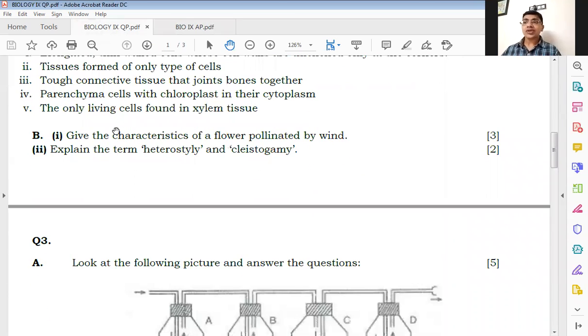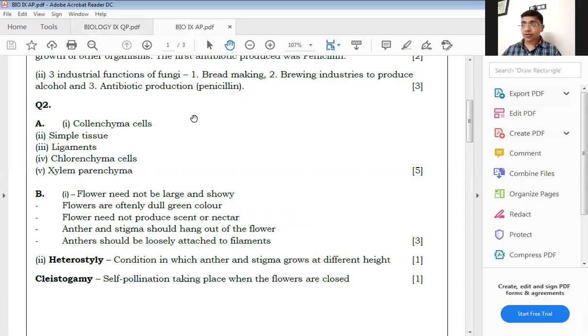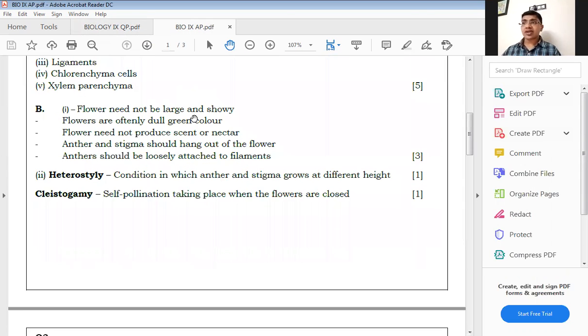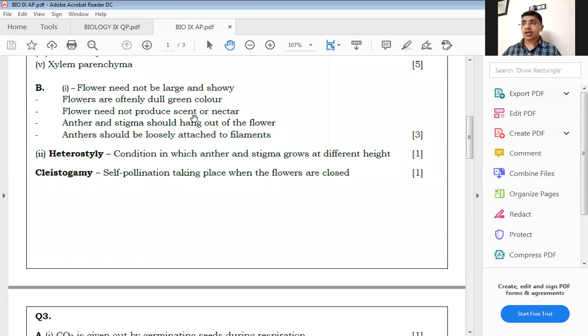Let's go to the next question, and that is B1, and in that there are 2 questions. The first one is of 3 marks, and the question is, give the characteristics of a flower pollinated by wind. So here we are going to talk about the flower which undergoes wind pollination. So what are the characteristics of such kind of flower? It's a proper answer that you will have to write, and all these points that you can see here should be covered in your answer.